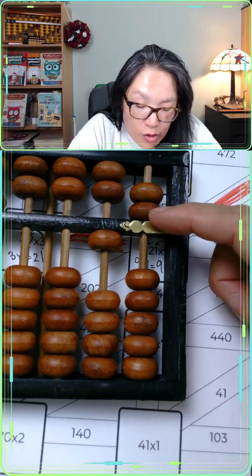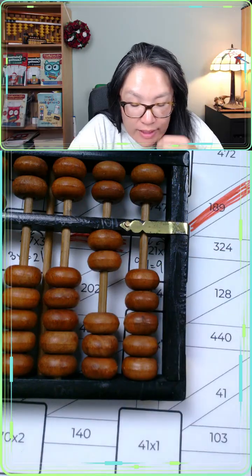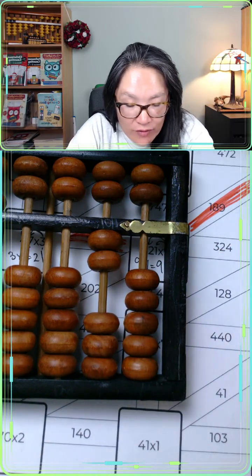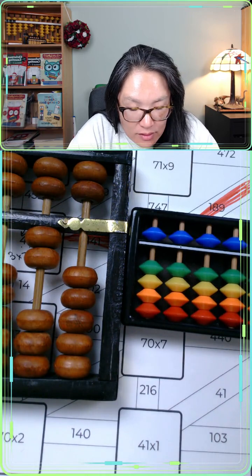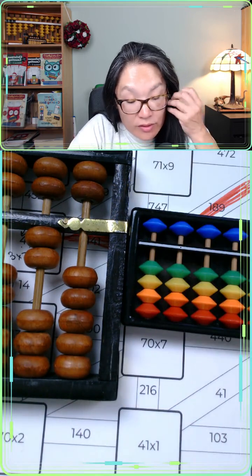There's a lot more trading in. There's a lot of trading in. That's why the Japanese came around and made it more efficient. That's what this is. So the Japanese came around and made it more efficient.